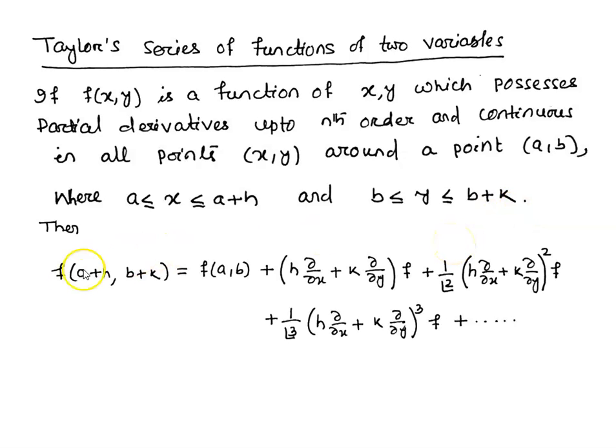Then f(a+h, b+k) is f(a,b) + (h ∂/∂x + k ∂/∂y) f + 1/2! (h ∂/∂x + k ∂/∂y)² f + 1/3! (h ∂/∂x + k ∂/∂y)³ f and so on. This is the Taylor series expansion of a function of two variables. Let us prove this.